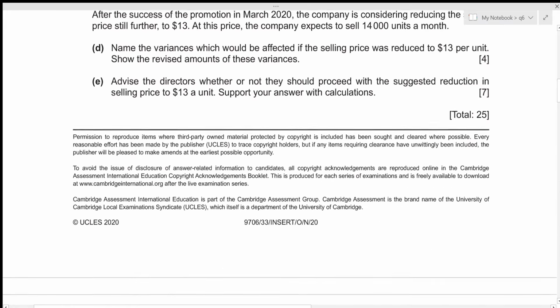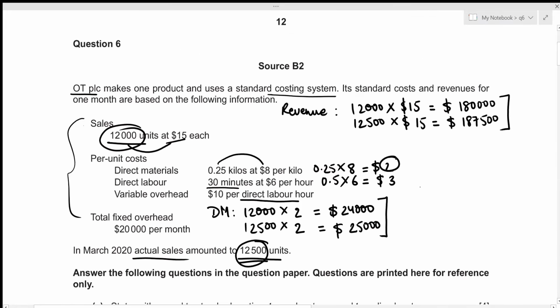Let's figure it out. So direct labor for our master budget, that's just 12,000 units times the direct labor per unit of $3, which results in the total direct labor to be incorporated in our master budget to be 36,000. And for our flex budget, that is 12,500 units times the per unit direct labor cost of 3, which results in the total direct labor incorporated in our flex budget to be 37,500.